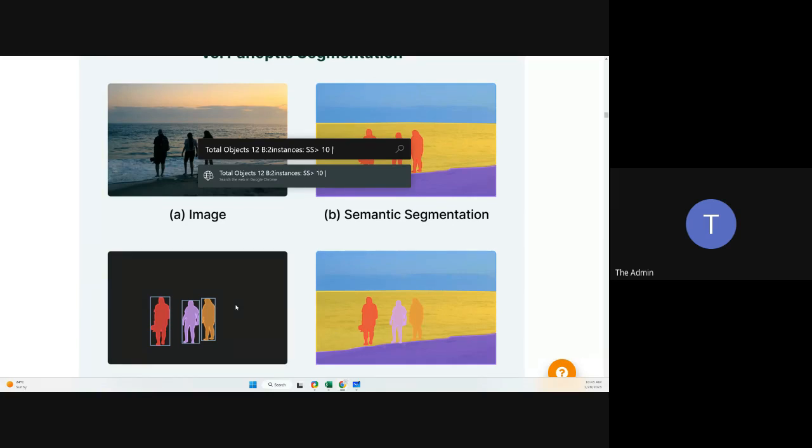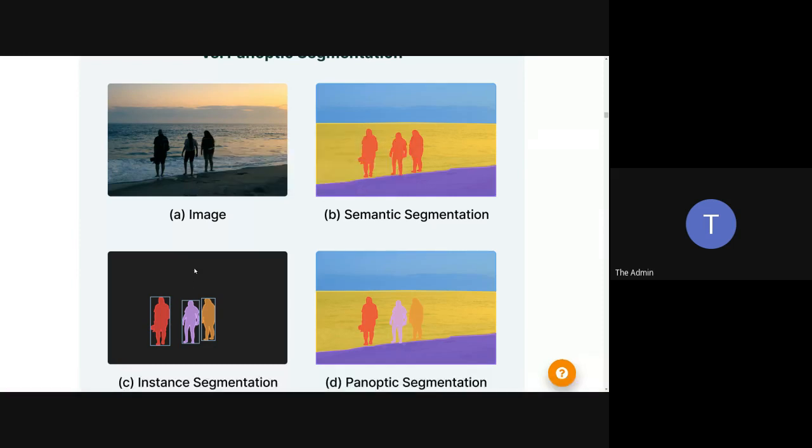Mhm. In case of instance segmentation, we'll get what? 12. We'll get 9 plus 2 plus 2, 11. Right? Mhm. And in case of panoptic segmentation, what will we get? 9 plus 3. 9 plus 2 plus 1, plus 1, which is not of the class. Yes. That's the difference. Okay. All right.